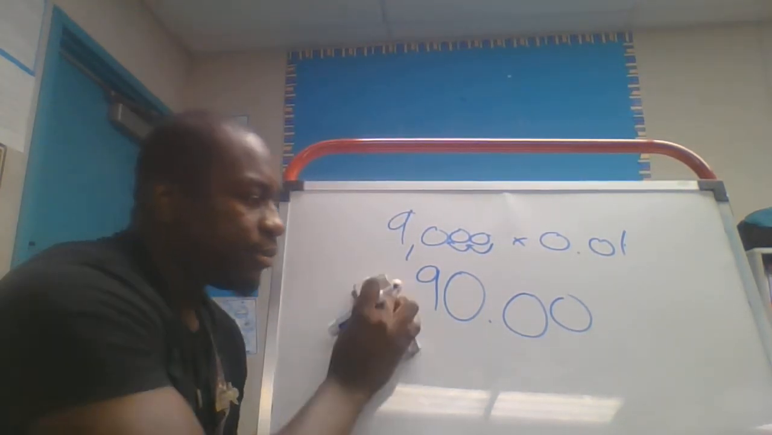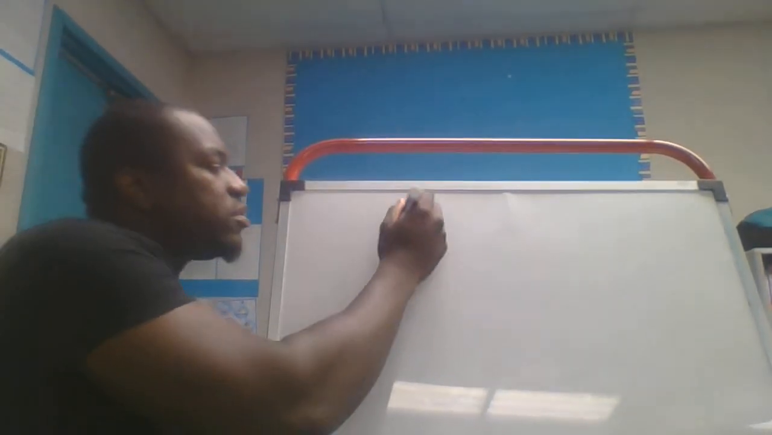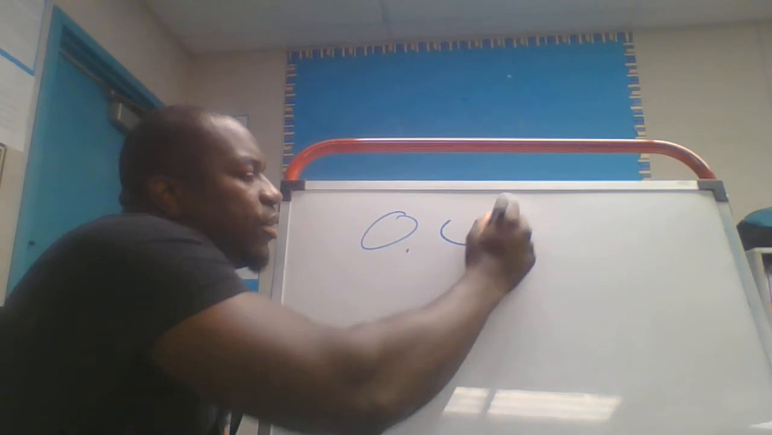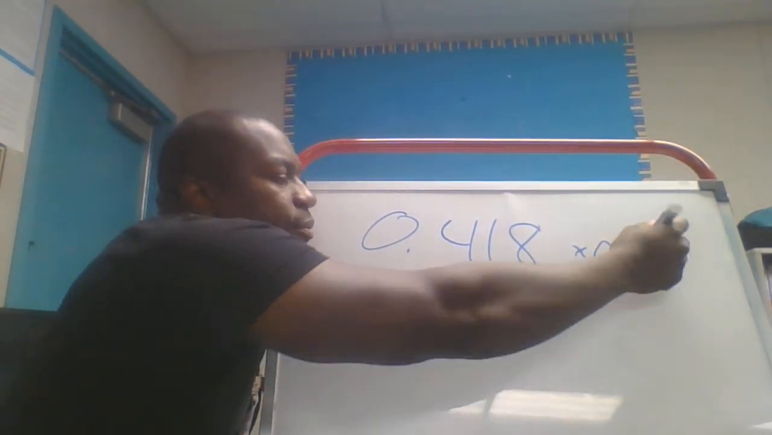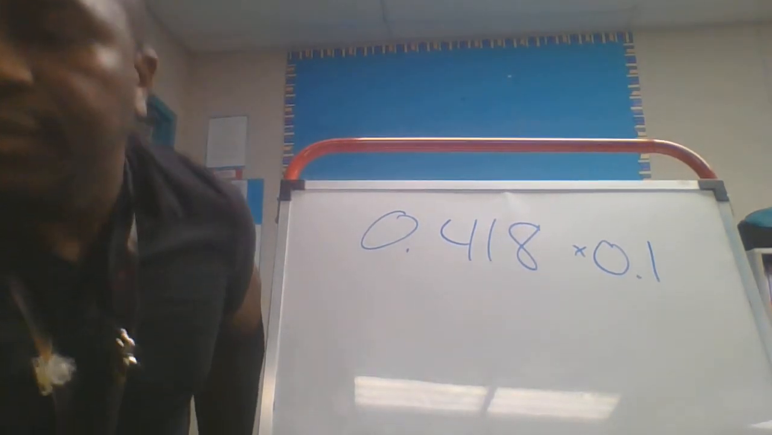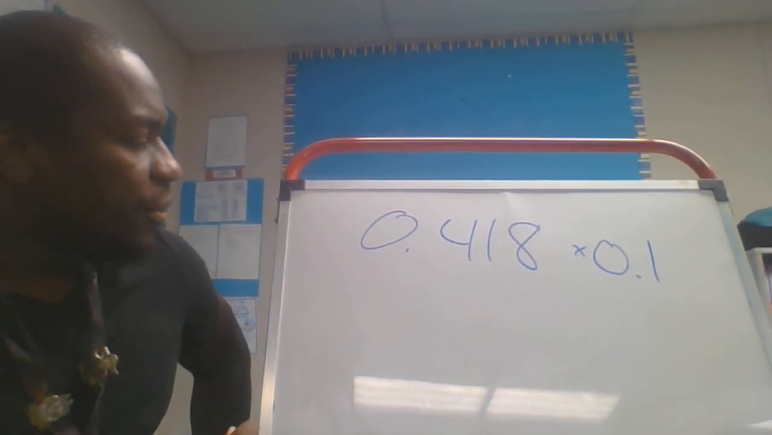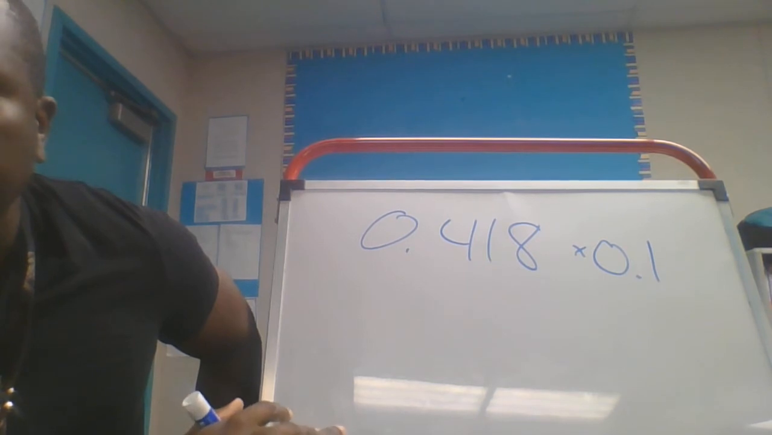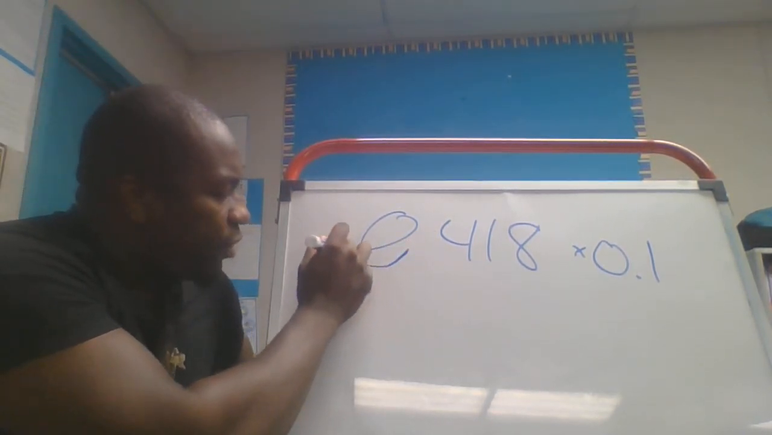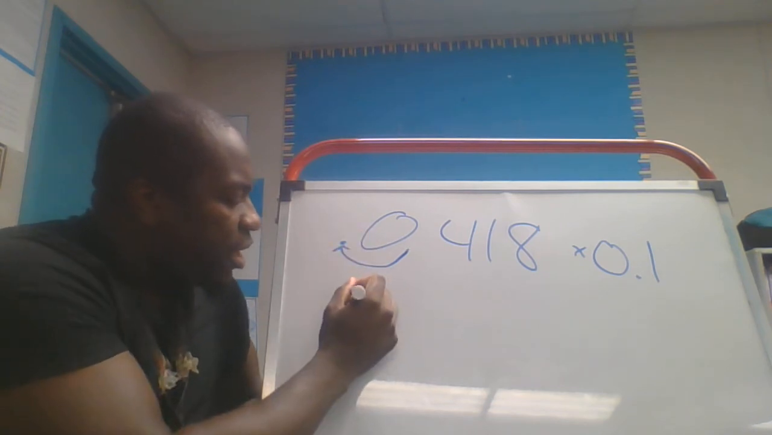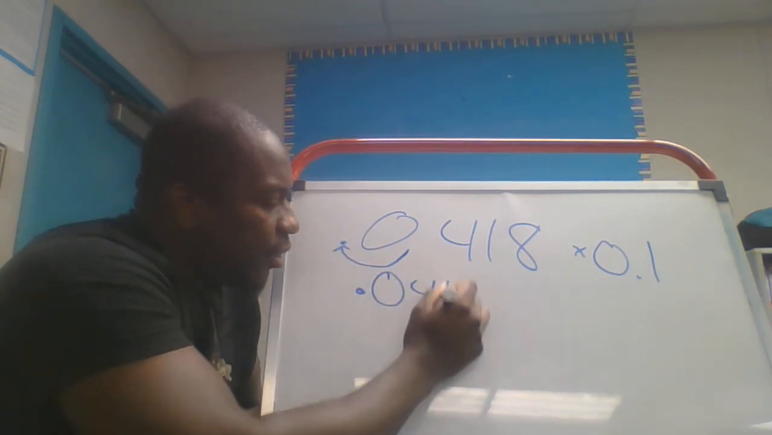So let me show you again. It is not very difficult. It might seem a little strange at first. Grab another problem from the book here. So we have 0 and 418 thousandths, and we're multiplying that by 0.1. Now again, we only have the 1 zero here. So we're going to slide over to the left 1 time. Our decimal goes there, and then we write 0.418.